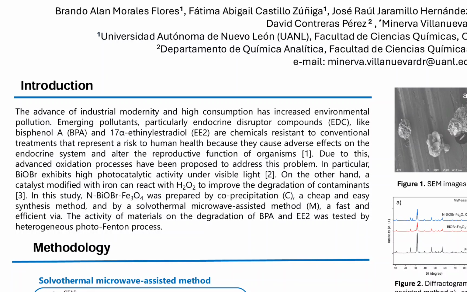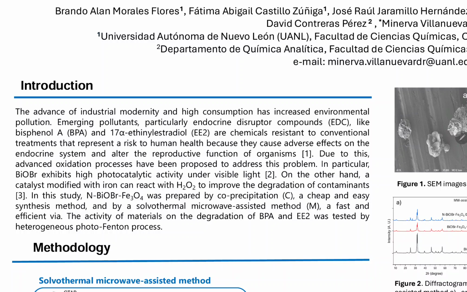First, in the introduction, the advance of industrial modernity and high consumption has increased environmental pollution. Emerging pollutants, particularly endocrine disruptor compounds (EDC), like bisphenol A (BPA) and 17 alpha ethinyl estradiol (EE2), are chemically resistant to conventional treatments and represent a risk to human health because they cause adverse effects on the endocrine system and alter the reproductive function of organisms. Due to this, advanced oxidation processes have been proposed to address this problem.